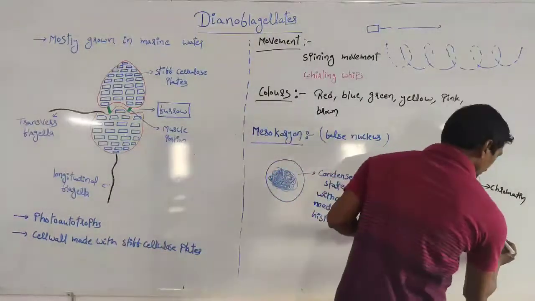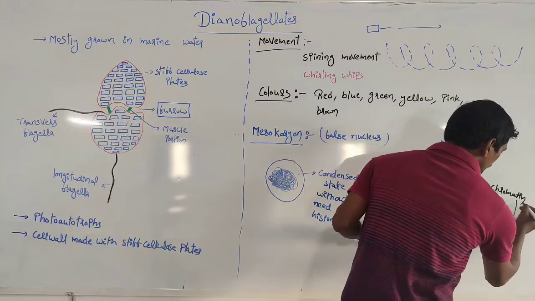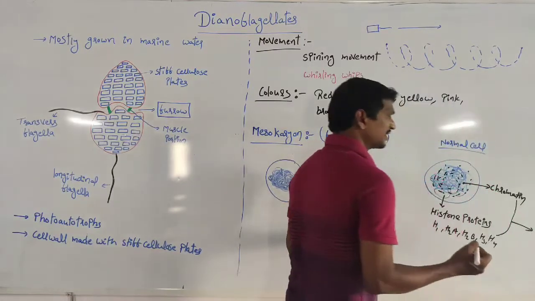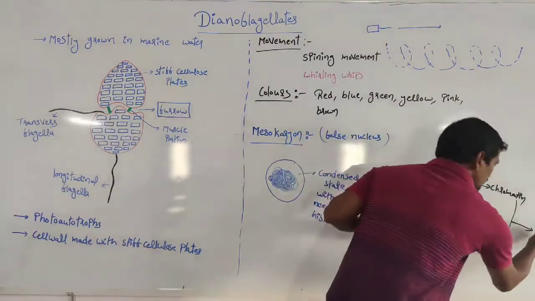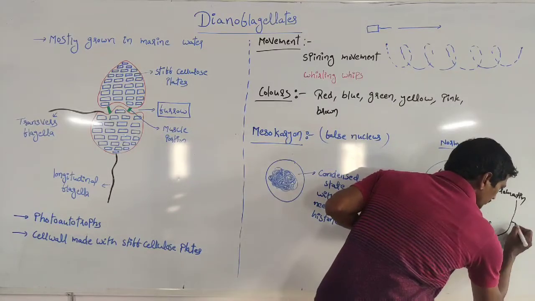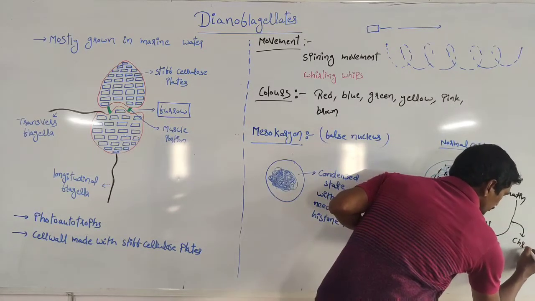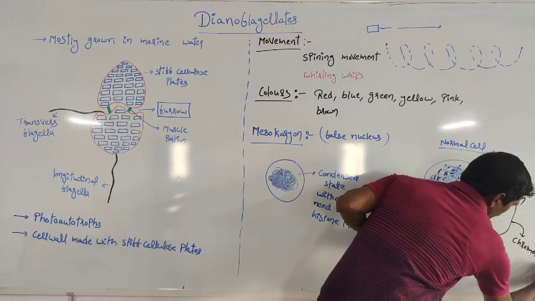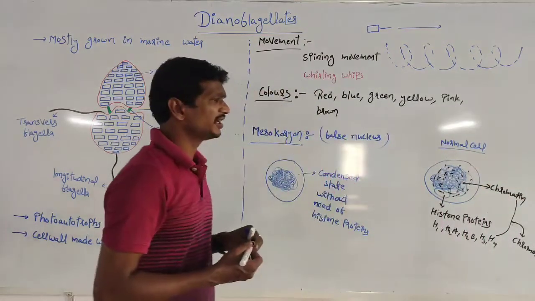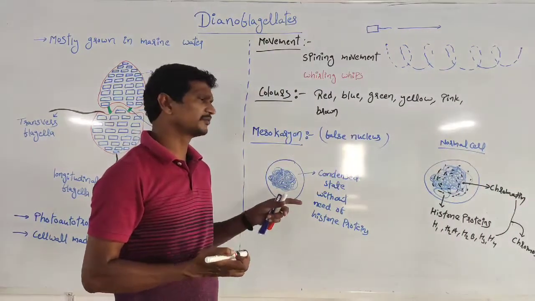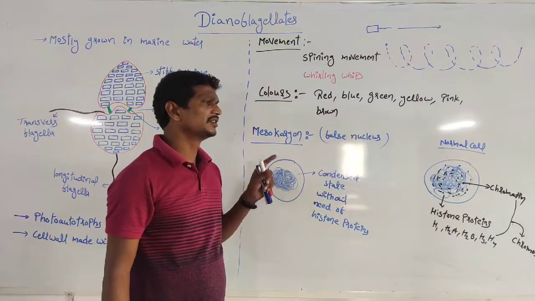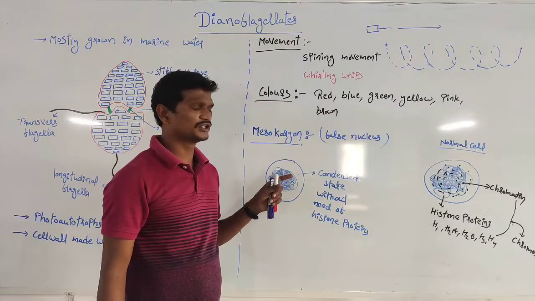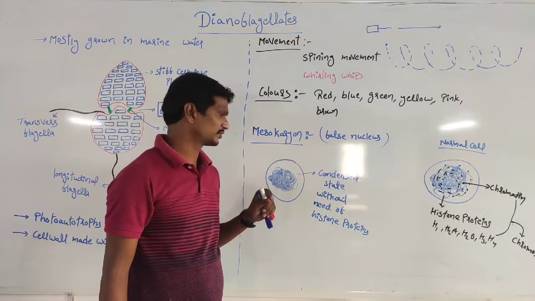Chromatin and histone proteins are combined, which forms the chromosomes. So this is a very general concept within normal cells: chromatin and histone proteins combined produce the chromosomes.